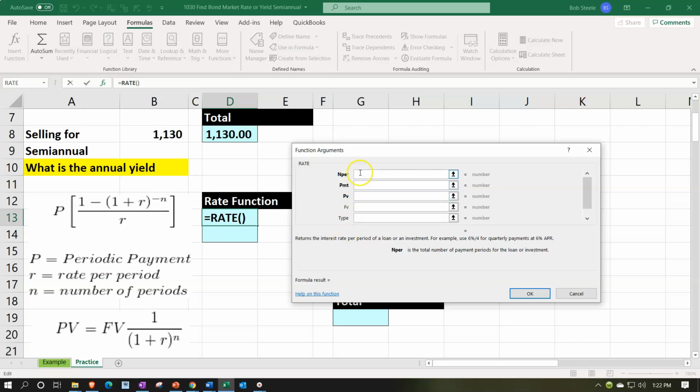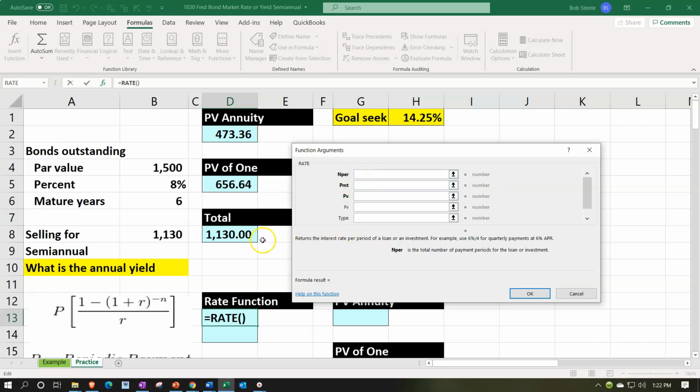So we're going to say the number of periods. The number of periods is 6 times 2, 6 years times 2 for the 12 semi-annual payments. The payment is going to be the 1,500 times the 8%. That would be for a year, however. So I'm going to take that and divide it by 2 for the semi-annual payments.